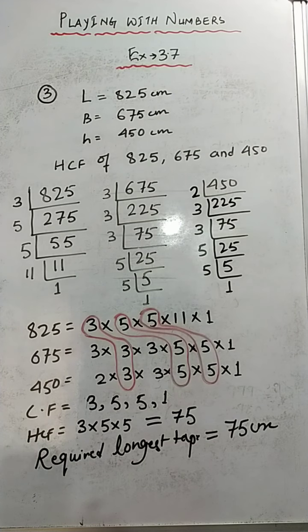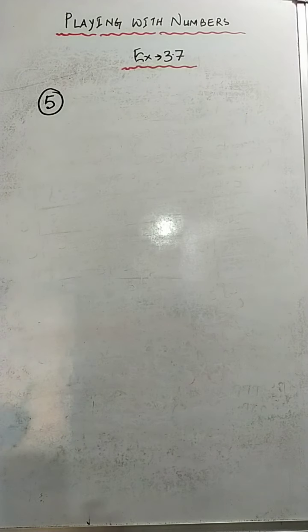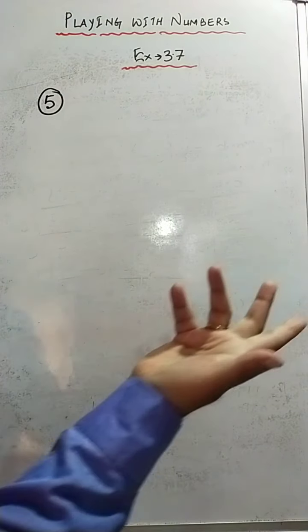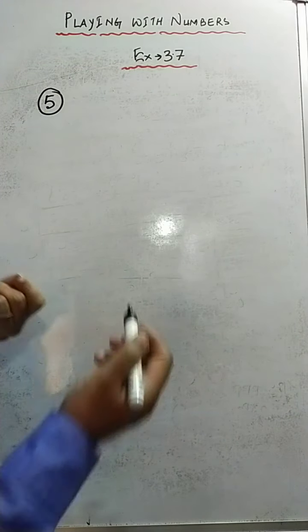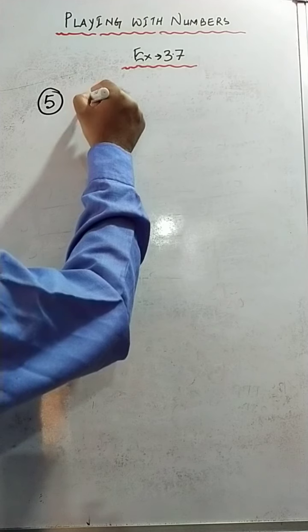Fine. So this is a solution of sum number 3, students. Now let's move on to sum number 5. In question number 5, students, it's a very interesting and very important sum. Determine the greatest 3-digit number exactly divisible by 8, 10 and 12. Now before that, we do not know which is the greatest 3-digit number. Fine. So first of all, we'll write the greatest 3-digit number that we have learned in our junior classes.